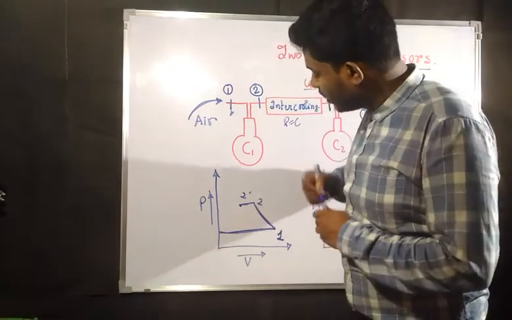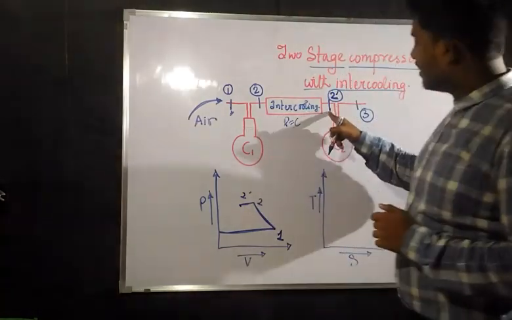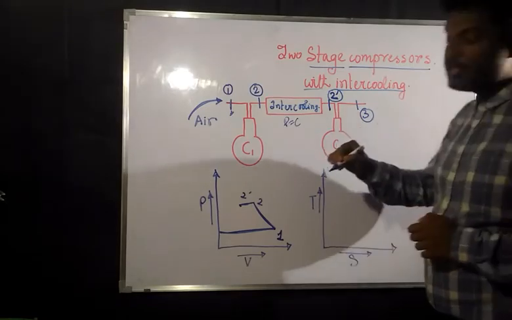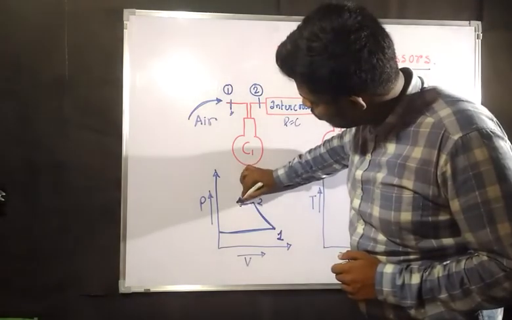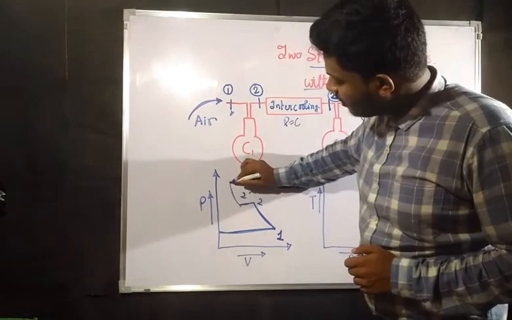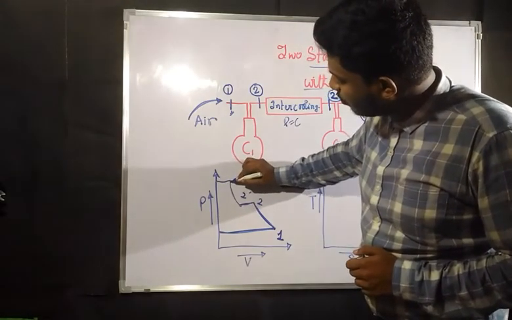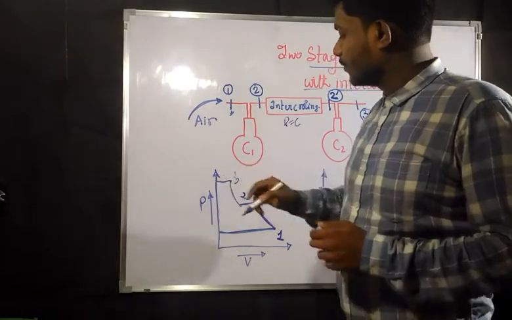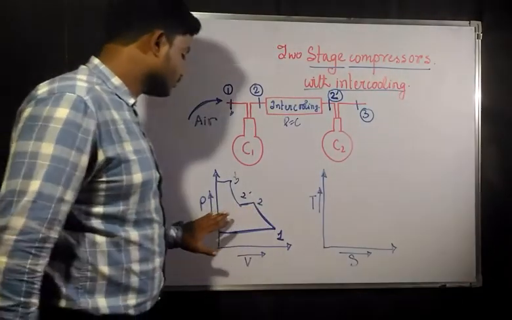So what happens after reaching 2 dash? Another compression is going to take place. From here polytropically another compression will take place and it will reach point 3. So this is going to be the PV diagram.